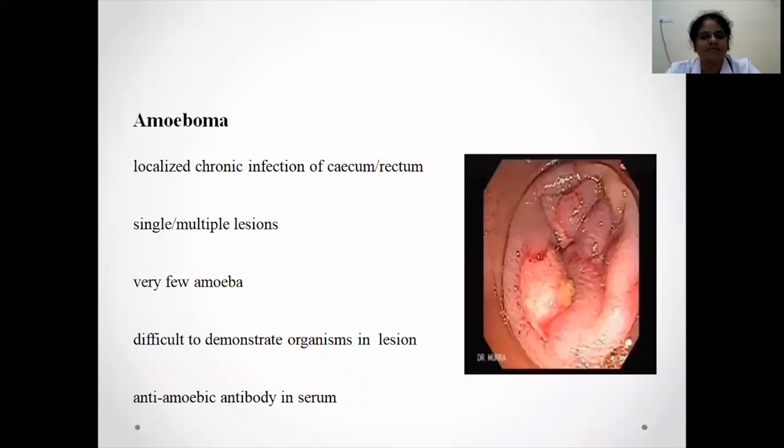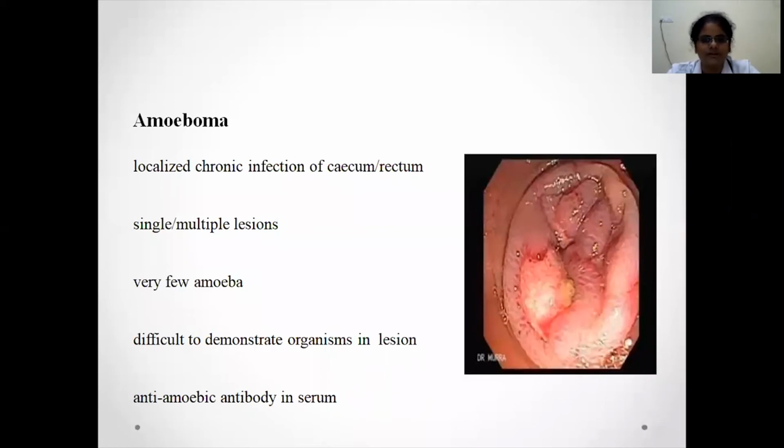Next, intestinal manifestation. So far we have covered amoebic colitis and toxic megacolon. The other intestinal manifestation will be amoebomas. Here there will be exuberant proliferation of the granulation tissue. You can see raised, corrugated edges in the mucosa, in the bowel wall. That is the amoeboma. It is a localized chronic infection of the cecum or the rectum. There can be single or multiple lesions.